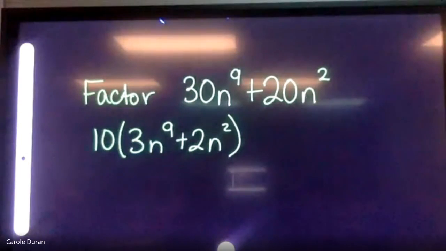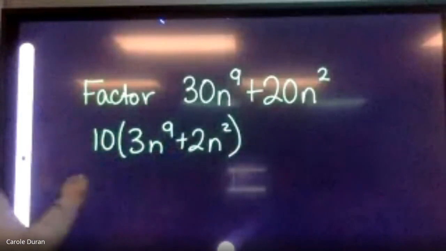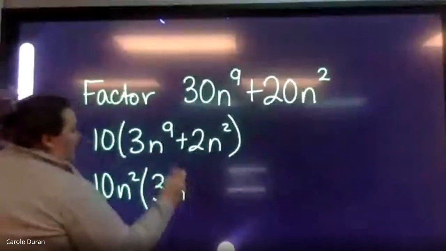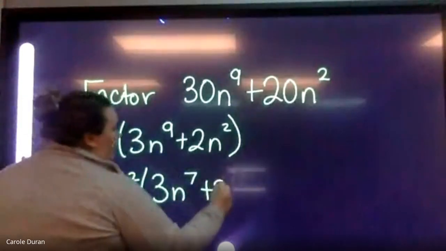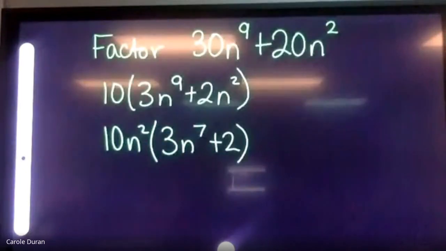What else do they have in common? They have n's, right? At least. This one has 2 and this one has 9. So I'm going to take n squared out of both of them and put it out front. And when I do, I'm left with n to the 9 minus 2, which is 7. And then this n squared cancels out with that one. So this factors into 10n squared times the quantity 3n to the 7th plus 2.